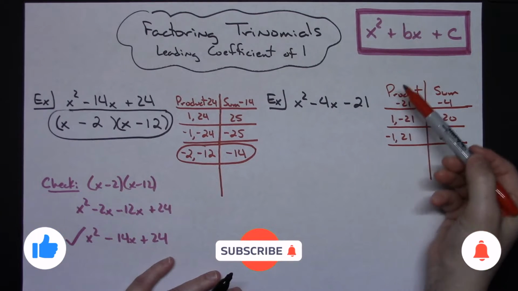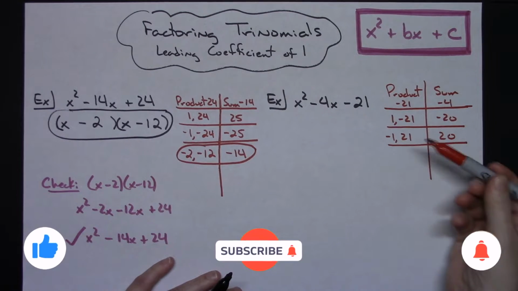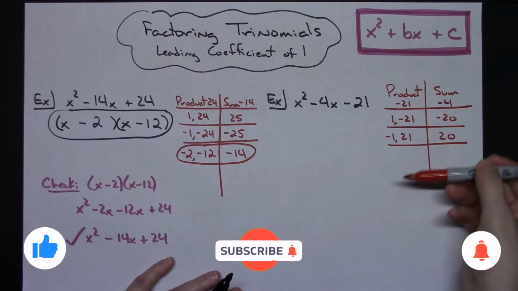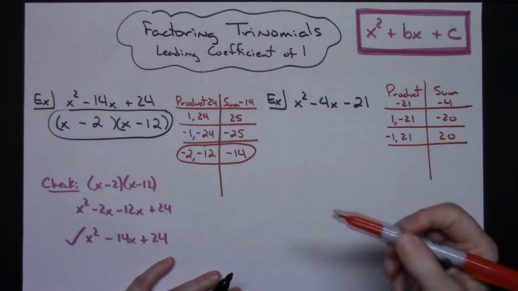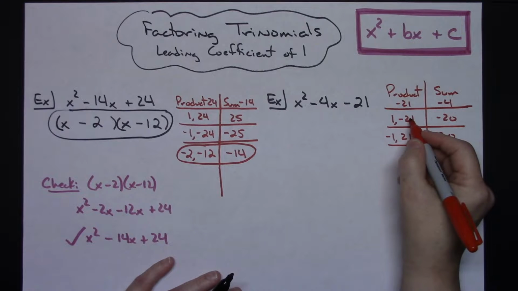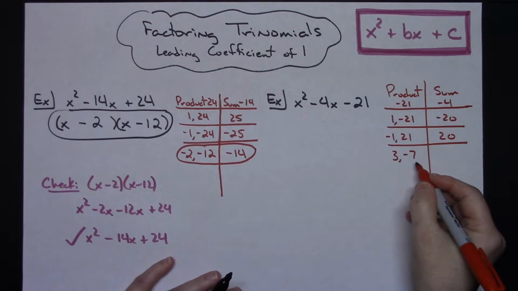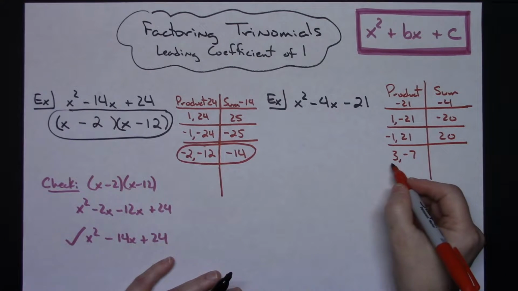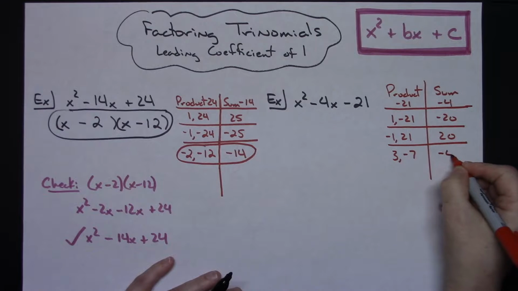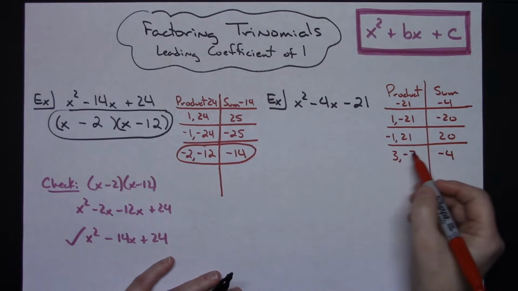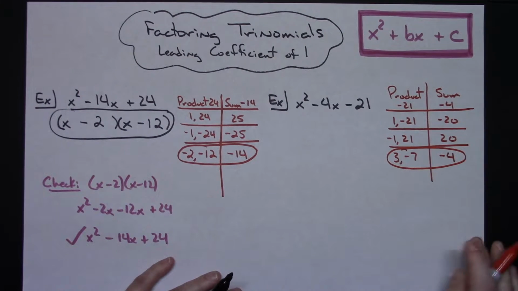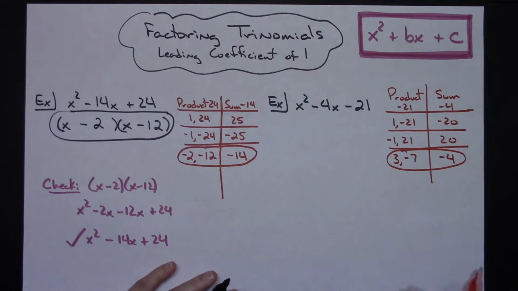Alright, so let's go through our factors of 21 in order here. 1 goes into 21, 2 does not, 3 does. 3 times 7. Again, I'm going to want that negative on the bigger number, so I'm going to try 3 times negative 7 first. 3 times negative 7 will give me negative 21. When I add going across, I get negative 4, which is what I needed. So again, I have found it after not too many tries.